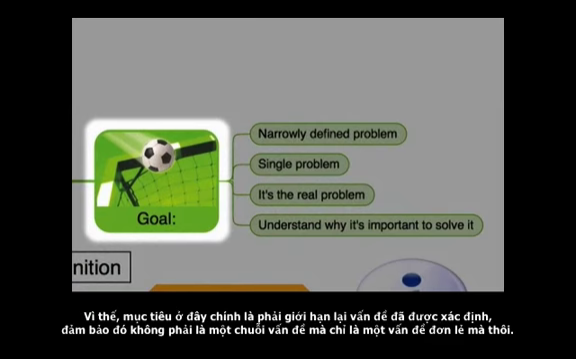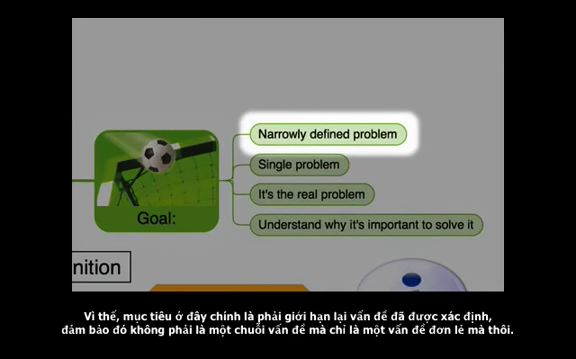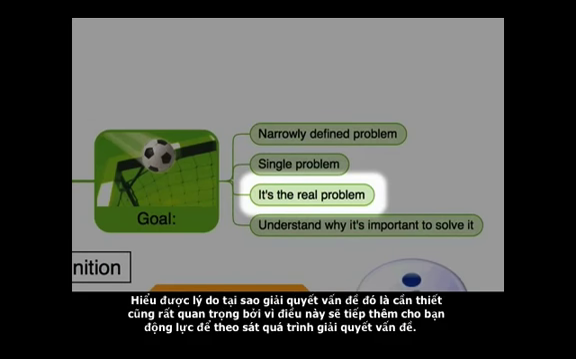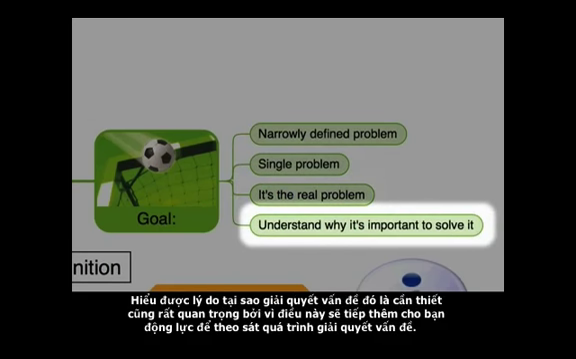So the goals here are to have a narrowly defined problem that we're sure is not multiple problems but a single well-defined problem. We need to be sure that it really is the problem and that the problem is not being obscured by emotion or opinion or even hidden or open agendas or anything else. It's also important to understand why it's important to solve the problem, because this will give you the impetus to actually follow through with the process.